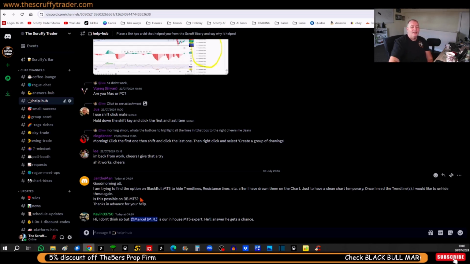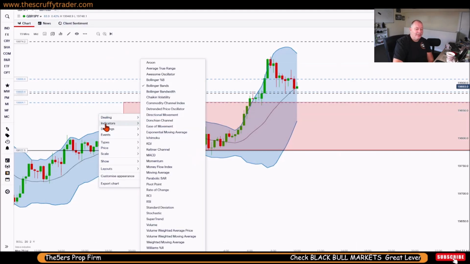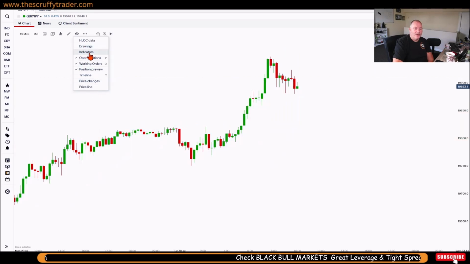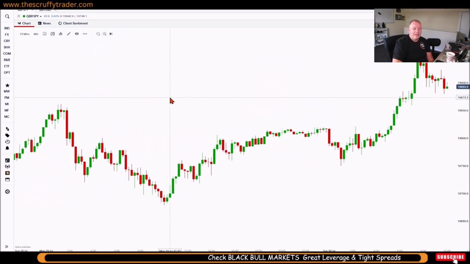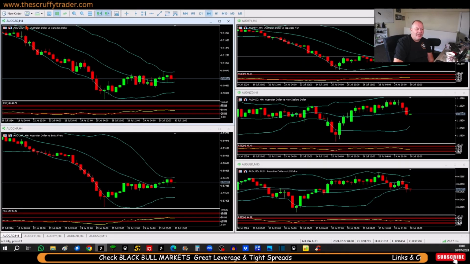Now, on my web trader, it's very simple. I can switch on and off what I want. So I can switch my drawings off, I can switch my indicators off, etc., etc. Now, the workaround I have for MT5 is kind of this.